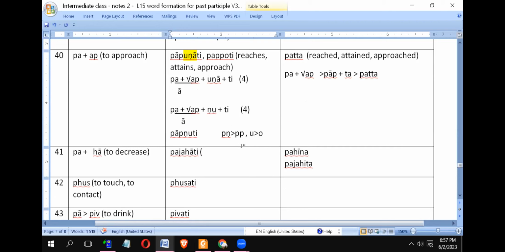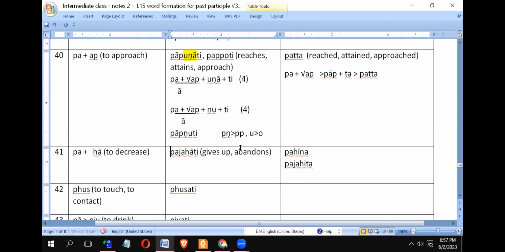Pajahati. Okay, how do you translate it? To give up or to abandon. Gives up or abandons, right? Or leave behind. So how do you do it? Pa, the prefix, plus Ha, and then I think probably plus the A and T. First conjugation sign plus T, okay.